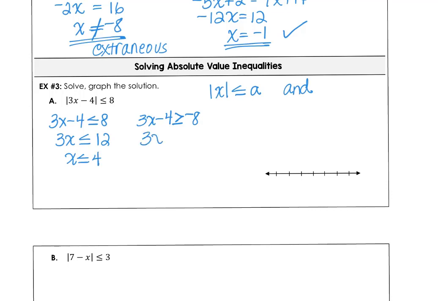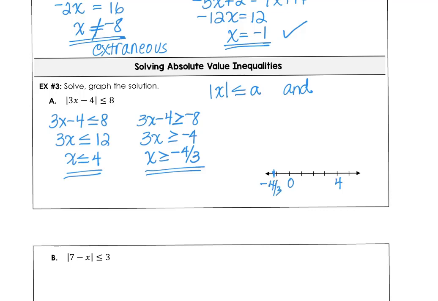And solving the second piece, 3x minus 4 is greater than or equal to negative 8. So 3x is greater than or equal to negative 4. And x is greater than or equal to negative 4/3. So we want a conjunction here. And if this is 4, and 3, 2, 1, this is 0, this is negative 1, so right about here we have negative 4/3, right about there.